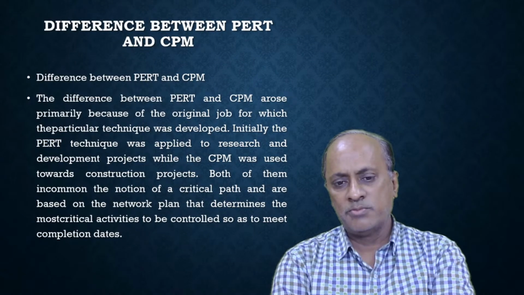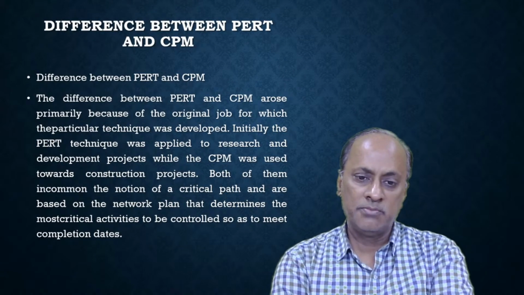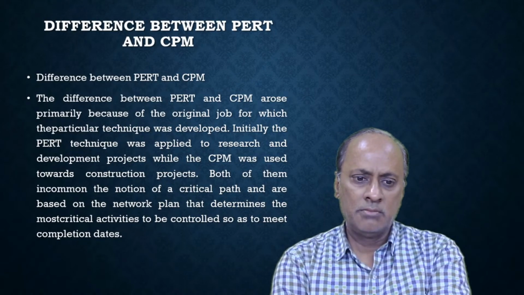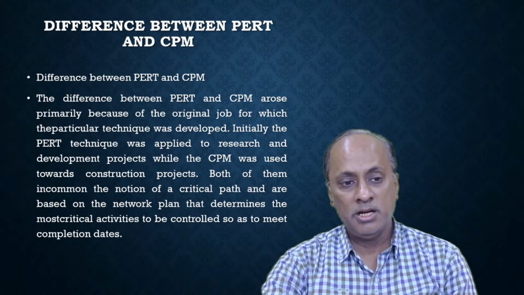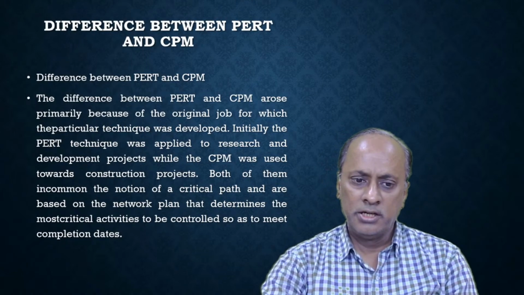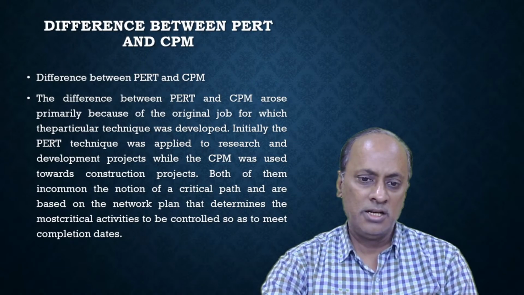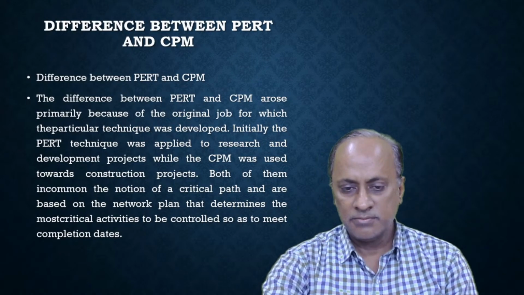In construction we have prior experience, but in research and development, when we newly develop and research a particular thing, we are not sure what will be the outcome. Both of them have in common the notion of critical path and are based on a network plan. The similarity between them is that both use the network diagram and both determine the critical path. What is critical path? Critical path consists of those activities that are critical to the project. If these activities are delayed, then the whole project will be delayed. So extra care needs to be taken to control the critical activities.